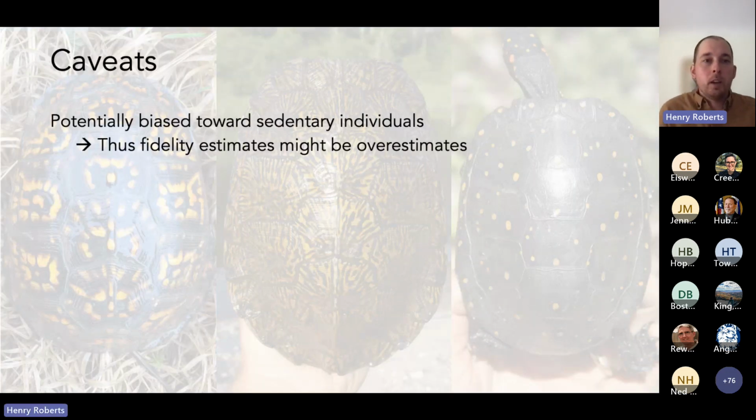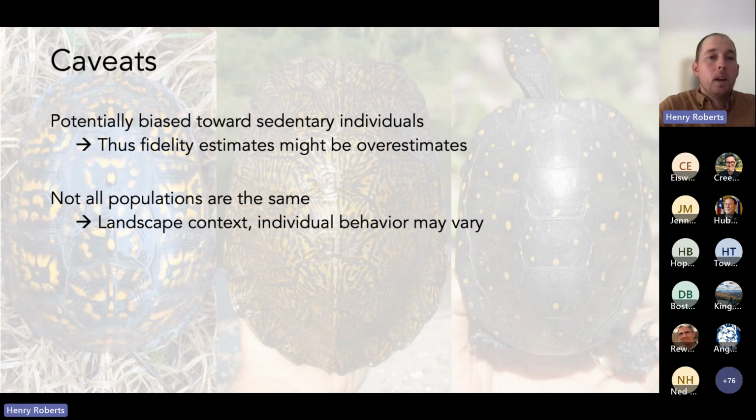So before I move on to the conclusions, I want to emphasize some caveats. I think our results are potentially biased toward more sedentary individuals because we focused on those previous places that these populations were studied. So we're more likely to capture the individuals that stuck around that area. There could have been individuals that moved very large distances in that time period. So our results could be overestimates of our fidelity metrics. But there are several reasons why I think this is probably not the case, and I don't really have time to go over those right now.